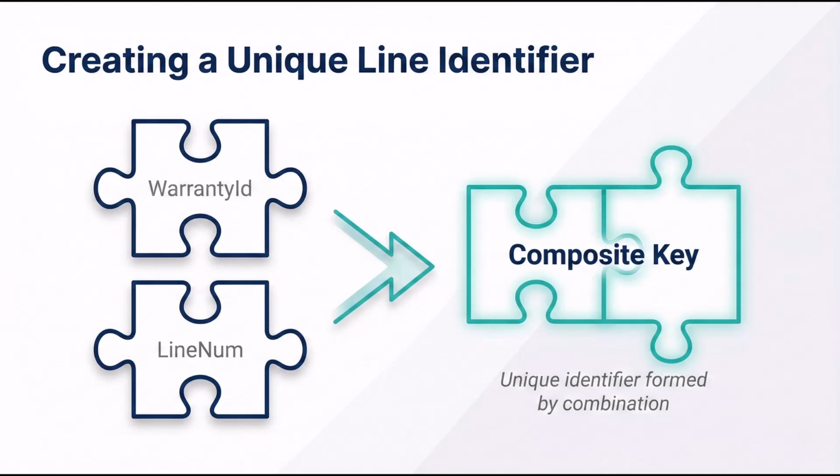So just to be clear why we added both warranty ID and LineNum together: this creates a composite key. The warranty ID groups all lines belonging to one claim, and the LineNum ensures each line within that claim has a unique position. So you cannot have two lines both claiming to be line 1 for the same warranty. Together, they form a unique identifier for each line.